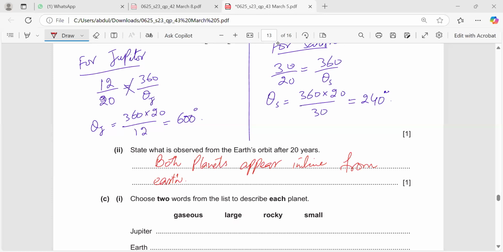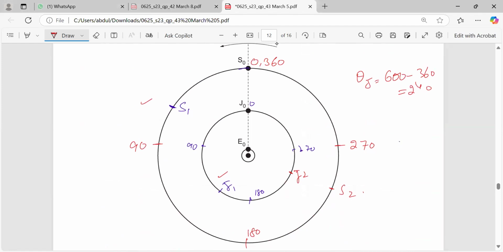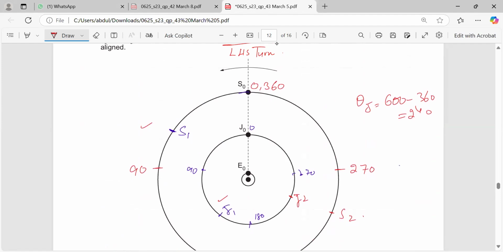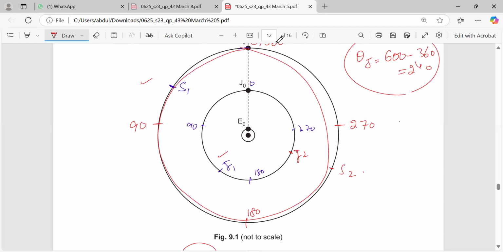Is there any question? Ahmad Abdu, my dear son, good question. How to use 600? I told you, no need to use it. There is no 600 in the protractor. It is up to 360. So what I did, see, Jupiter's angle is 600, so minus 360 degrees. It will take one complete round trip of 360, and still 240 are left, because 600 minus 360 is 240.